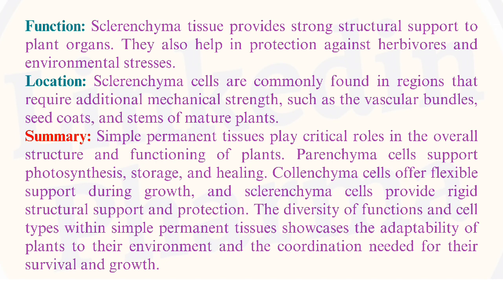Summary: simple permanent tissues play critical roles in the overall structure and functioning of plants. Parenchyma cells support photosynthesis, storage, and healing. Collenchyma cells offer flexible support during growth, and sclerenchyma cells provide rigid structural support and protection. The diversity of functions and cell types within simple permanent tissues showcases the adaptability of plants to their environment and the coordination needed for their survival and growth.